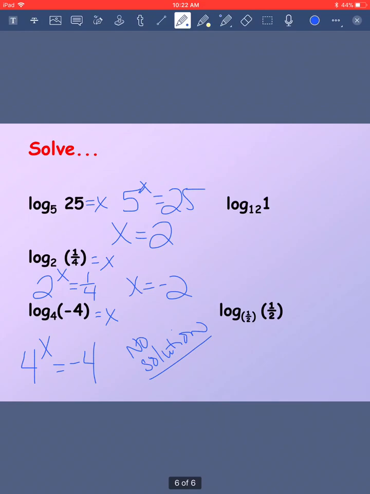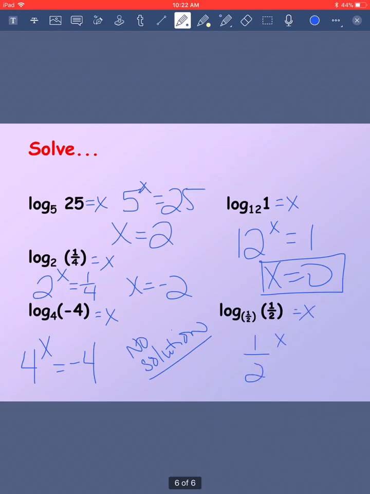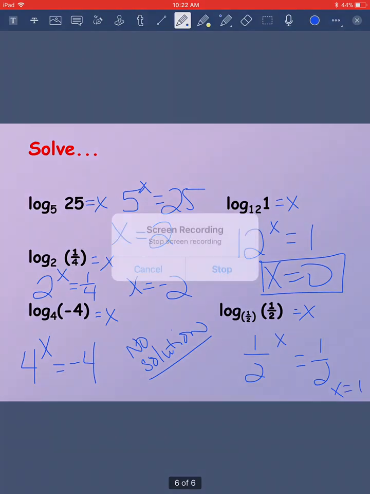I've got log base 12 of 1, set it equal to x. So putting in exponential form, 12 to the x power equals 1. And anything to the 0 power equals 1, so x equals 0. And then log base 1/2 of 1/2 equals x. So 1/2 to the x power equals 1/2, which means that x has to equal 1. And that is it for our introduction into logarithms.